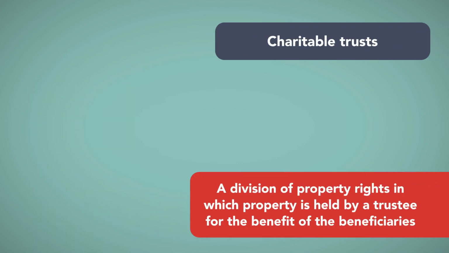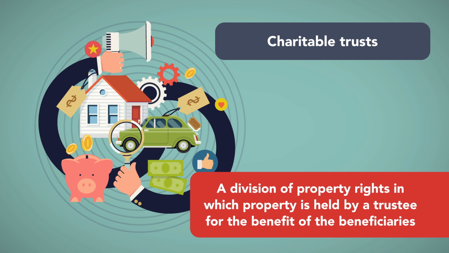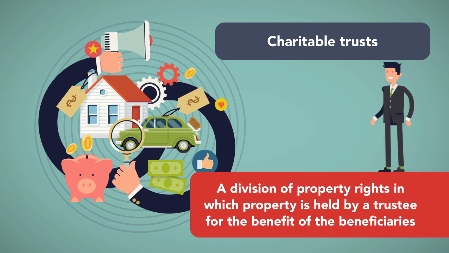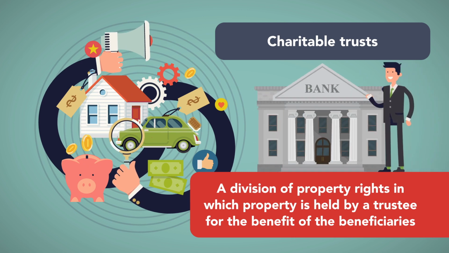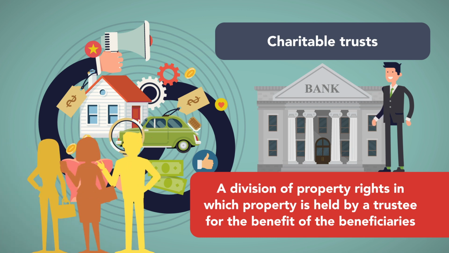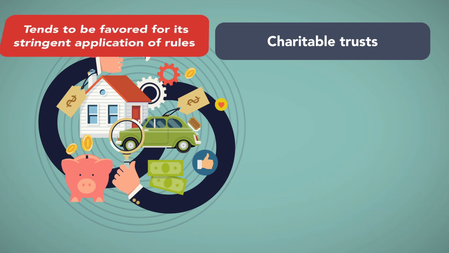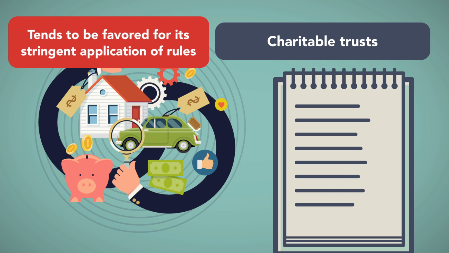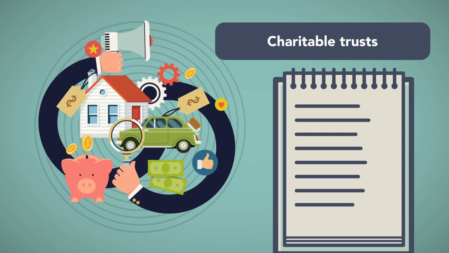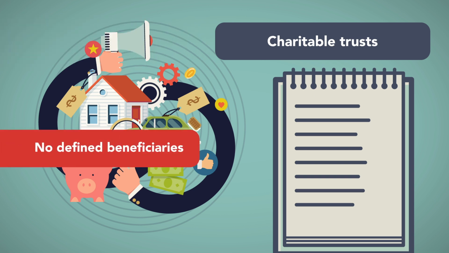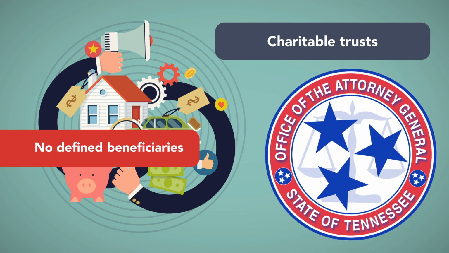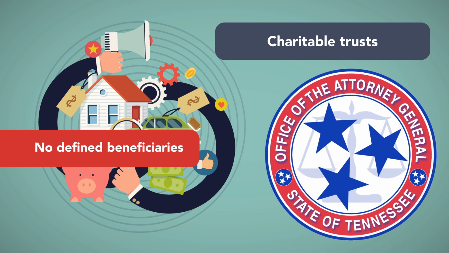A trust is a division of property rights in which property is held by a trustee, which can be private people or entities, for the benefit of the beneficiaries, which must represent public purposes. The concept of a trust is an ancient one that tends to be favored for its stringent application of rules related to a trust's purpose and administration. Public charitable trusts have no defined beneficiaries, and their provisions can be enforced by the Attorney General of a state.